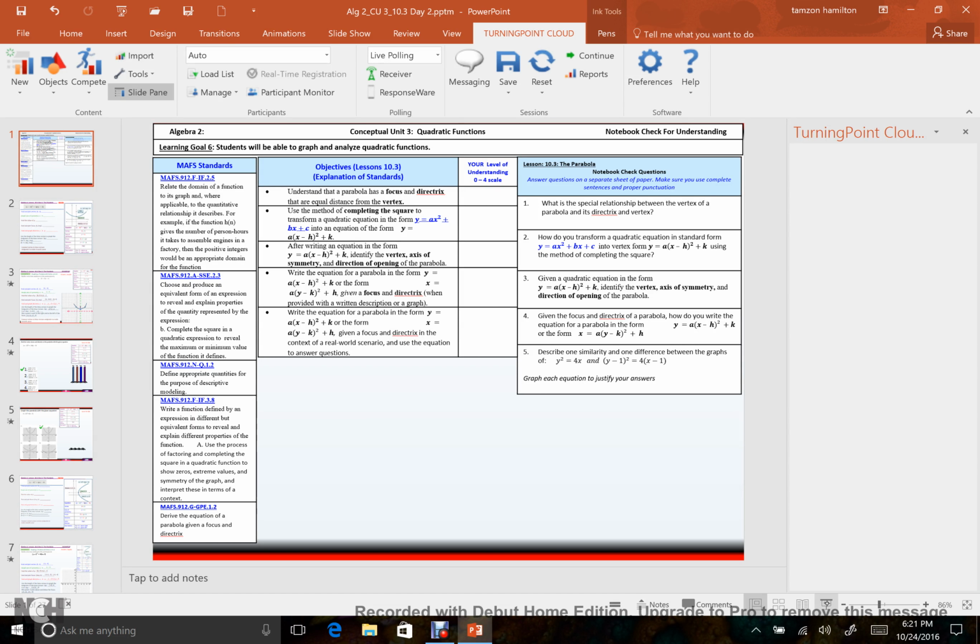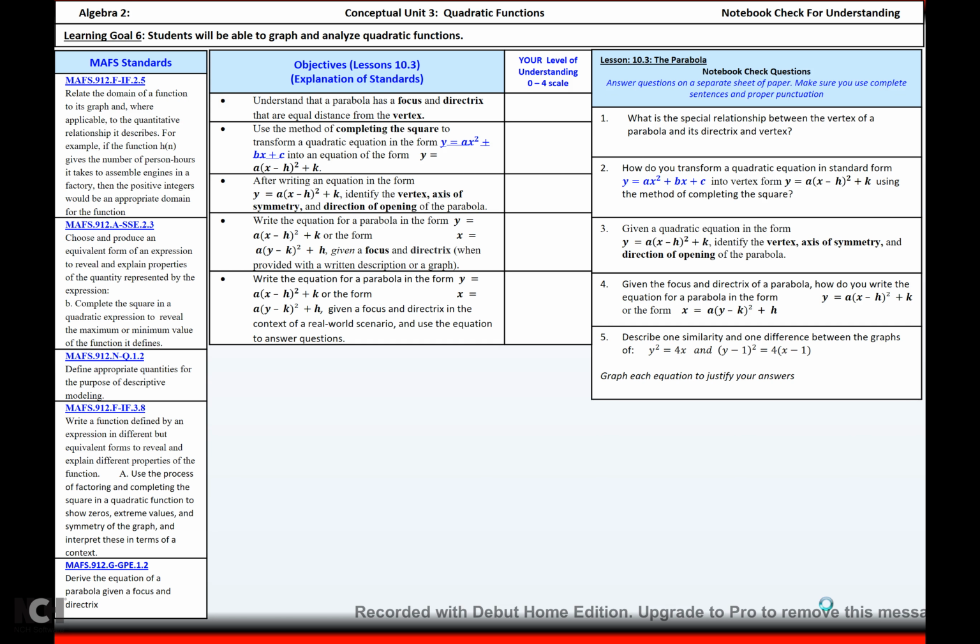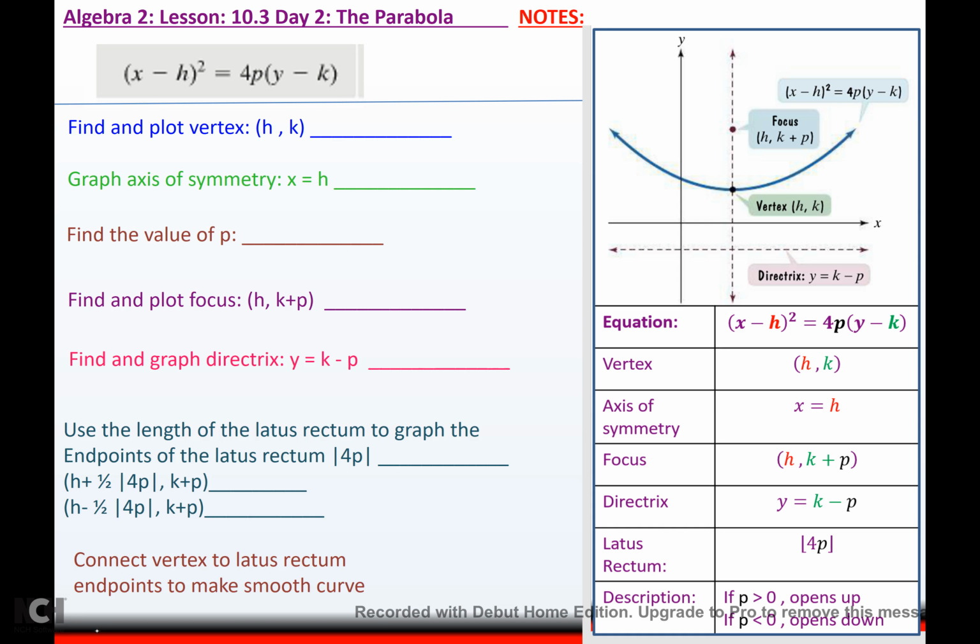We're going to continue talking about quadratic functions and the directrix and the focus. All right, so I'm giving you a visual here and, hopefully, a step-by-step process of how to graph a parabola using the directrix and the focus and the vertex and the axis of symmetry.